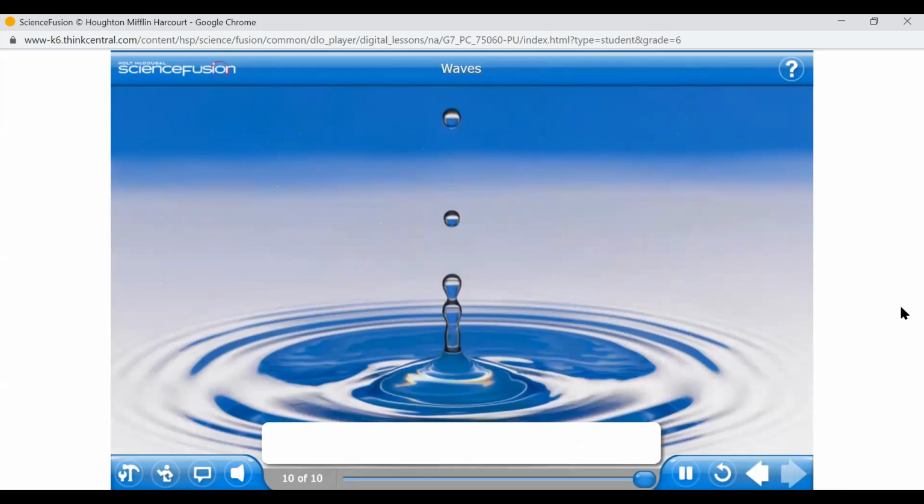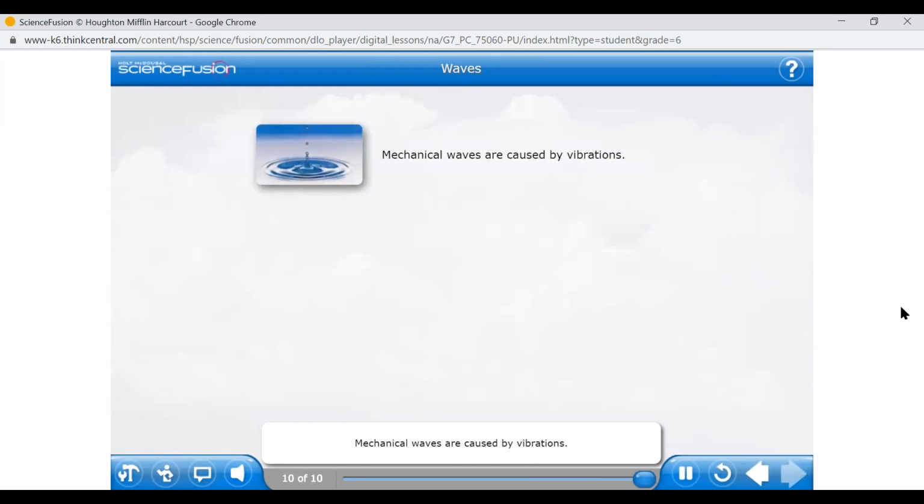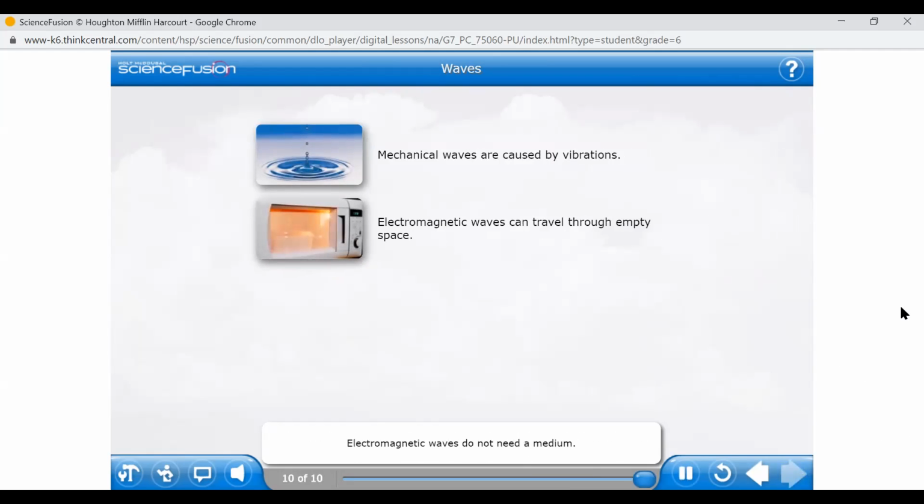You've learned a lot about waves. Let's take a minute to recall what we've learned. Mechanical waves are caused by vibrations. They travel through a medium. Electromagnetic waves do not need a medium. They can travel through empty space.